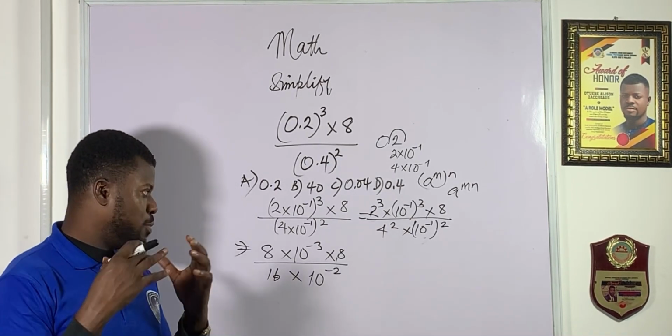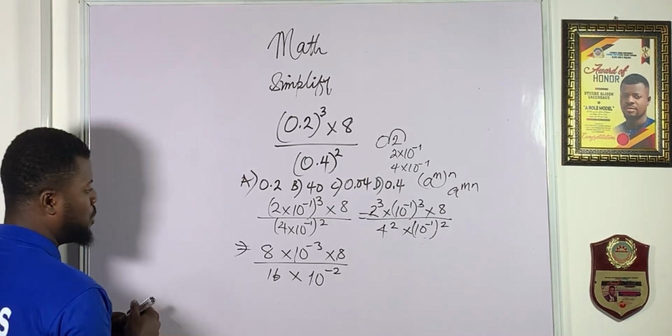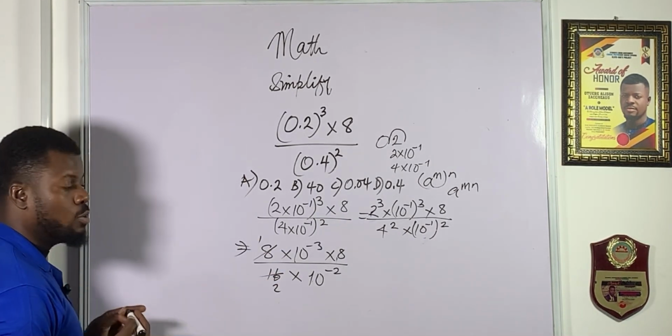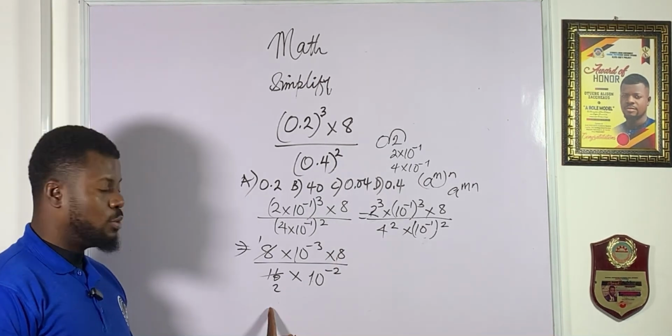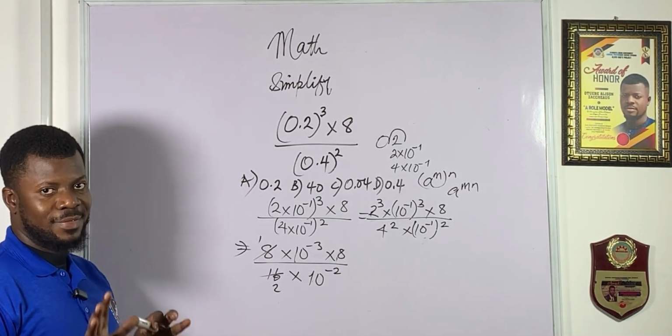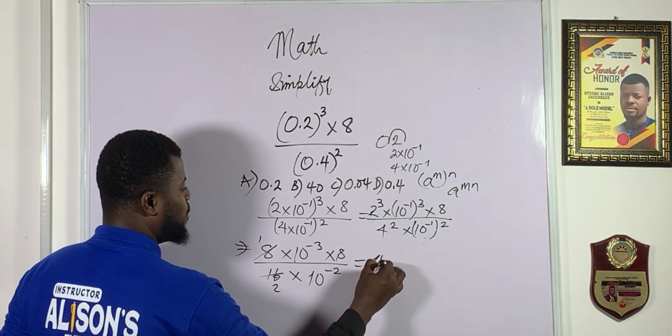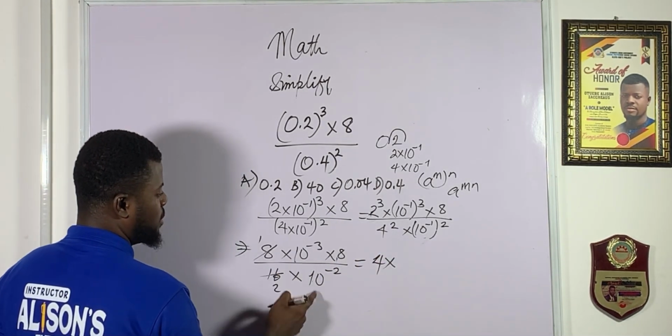But the number will look a bit huge. We can start reducing. 8 into itself is 1. 8 into 16, that will be just 2. And 8 divided by 2, that will be 4. It's as simple as ABC. So we have just 4 multiplied by, we've not worked on this.